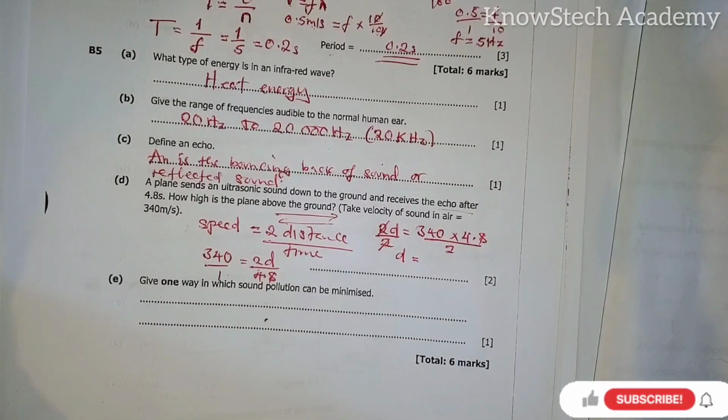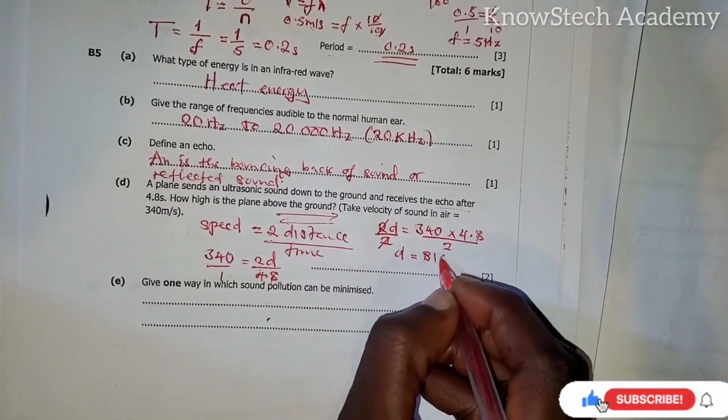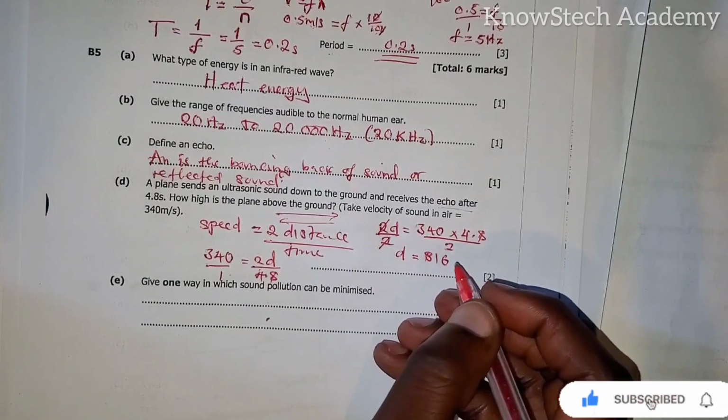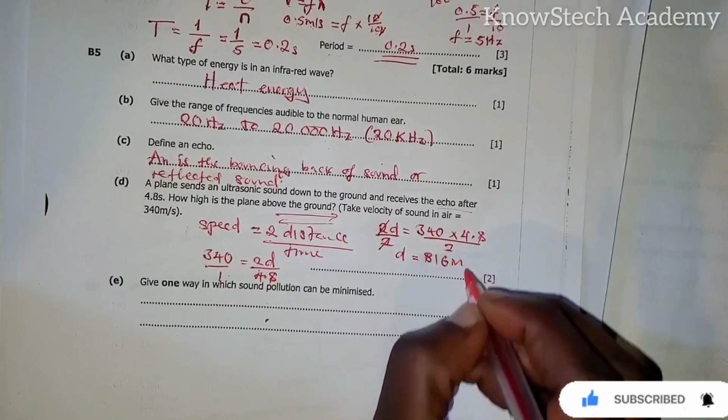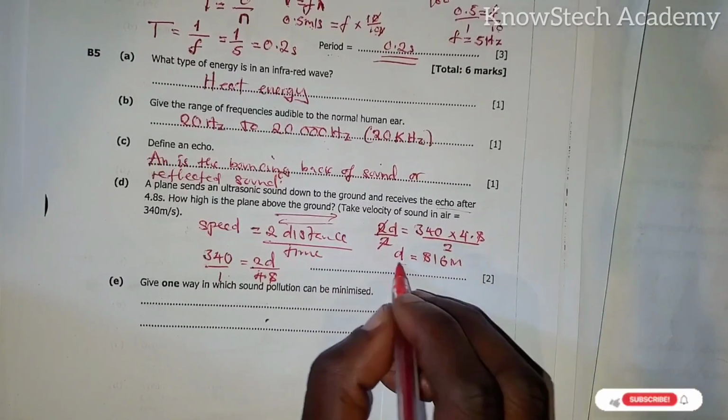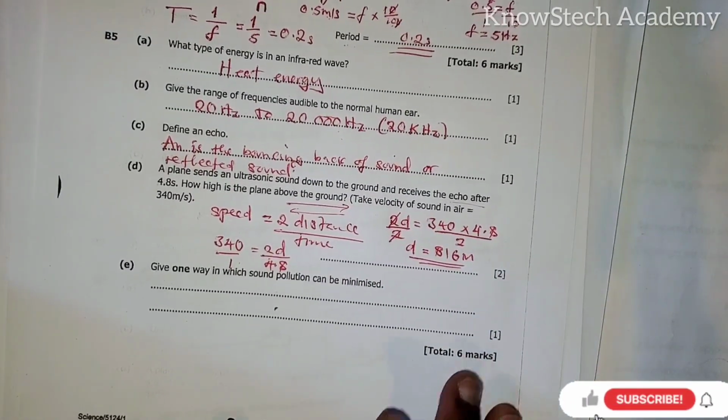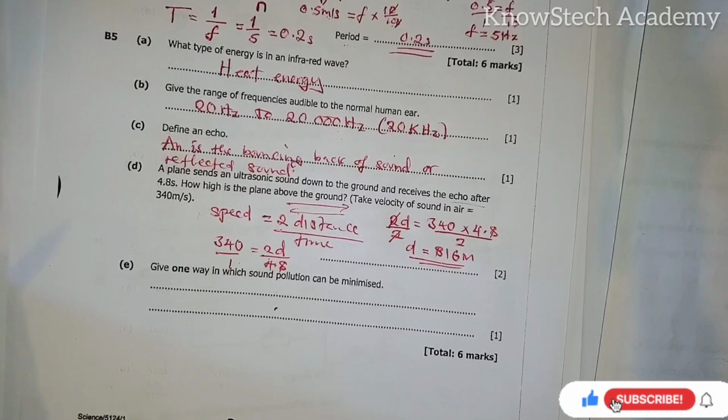When you use a calculator, 340 times 4.8, divided by 2 is giving me 816. So this is distance, so it is 816 meters. That is the answer, 816 meters. All right, let's proceed.